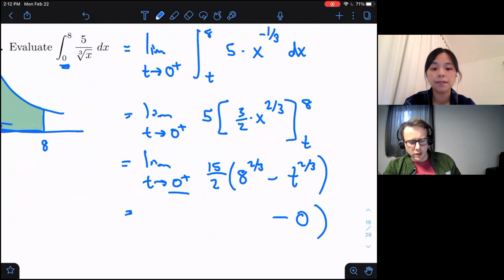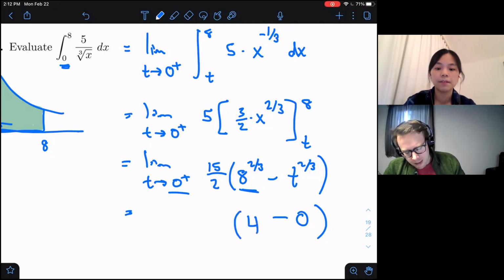And 8 to the 2/3. Well, I know 8 squared would be 64. And remember, raised to the 1/3, that's just the same thing as the cube root. So I need to know what is the cube root of 64, and that's going to be 4. It's a nice even cube root here.